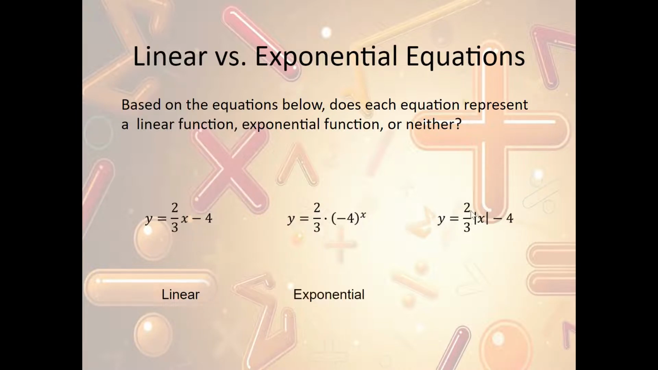This one says y equals 2/3 times the absolute value of x minus 4. Again, it looks similar to this one. We have x to the first power and y to the first power, but the absolute value changes things, so it is neither linear nor exponential.